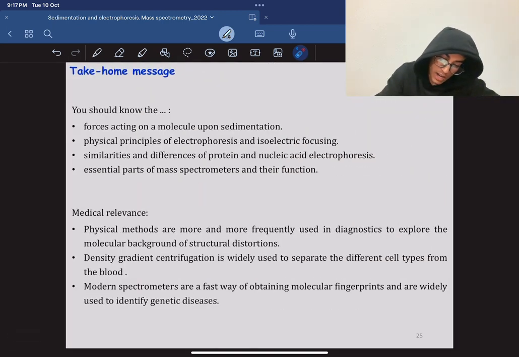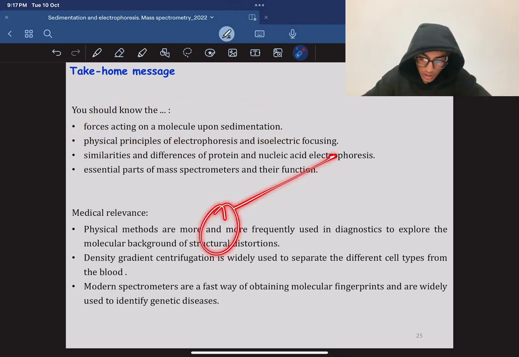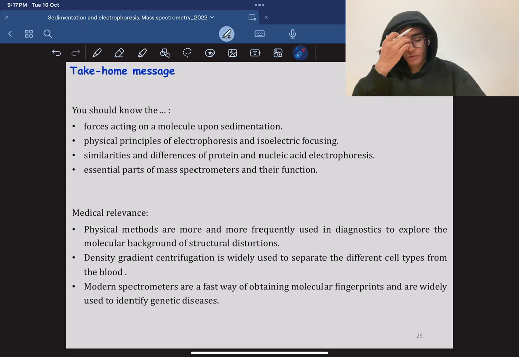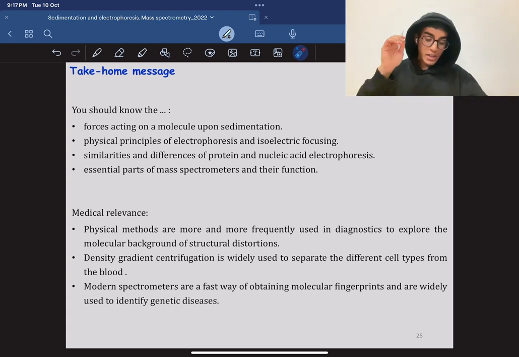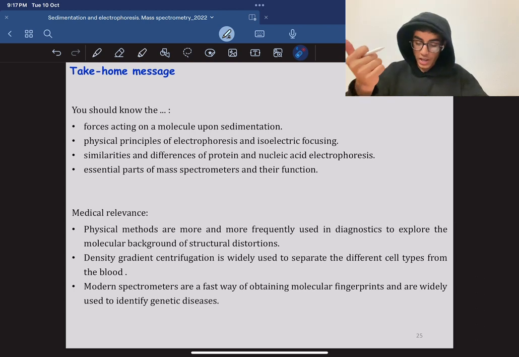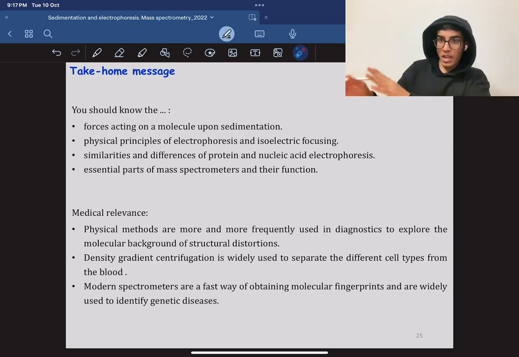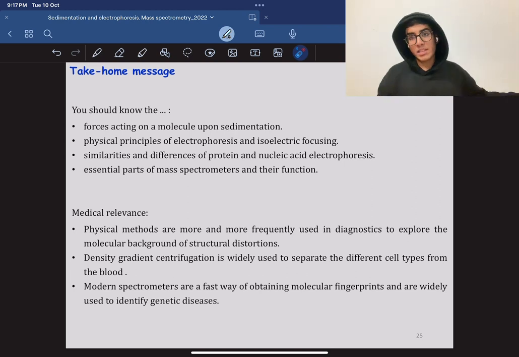I hope you understand. Forces acting on a molecule upon sedimentation. That's why we've been given the diagrams where they have the molecule and they show the forces. Other than that, it should be basic common sense. You should know where the forces are applied. Physical principles, I hope you understood. Similarities and differences between protein and nucleic acid electrophoresis. Protein is SDS-PAGE and isoelectric focusing. DNA is gel electrophoresis.